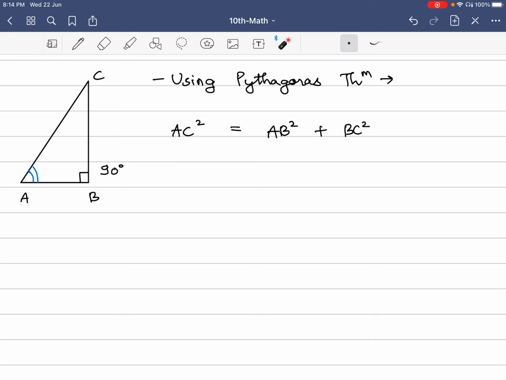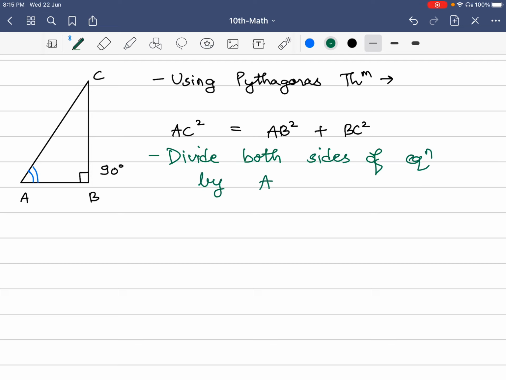Now, in the above equation, we divided both the sides of the equation by AC square. Now, in this discussion, we are going to divide both the sides of the equation by AB square. So, let me write it down. So, divide both the sides of the equation by AB square. Okay. So, let's write it down.